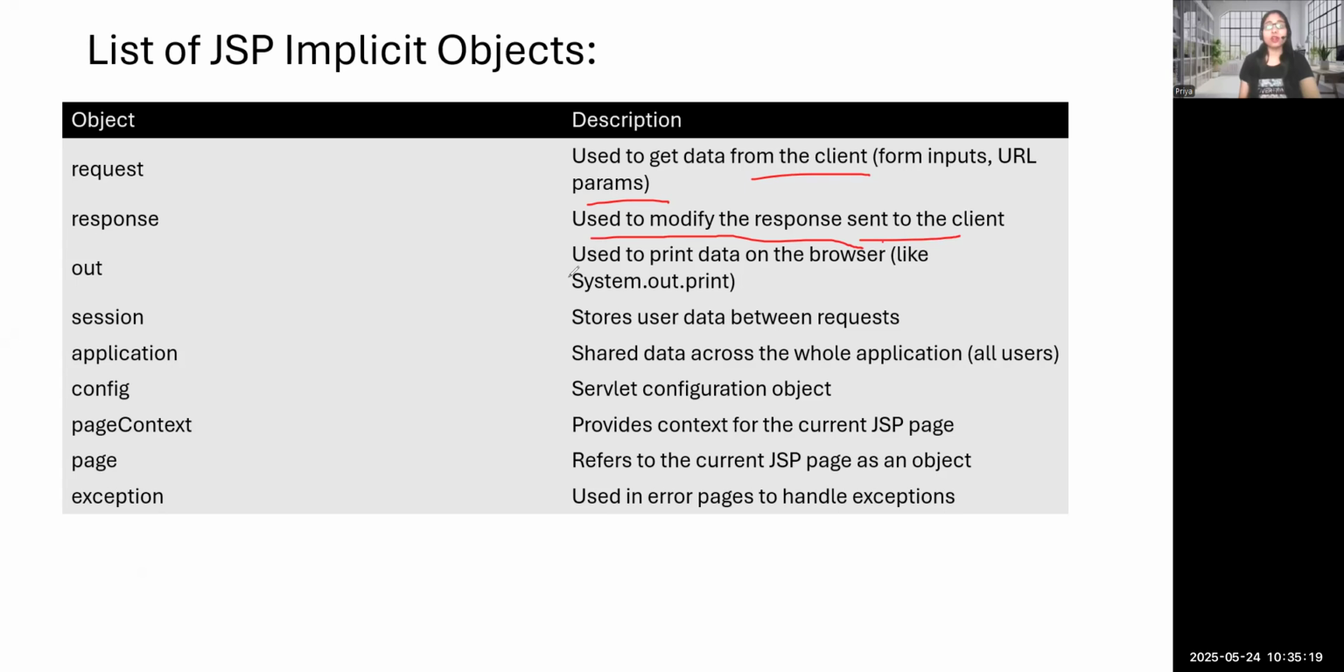Session means storing user data between requests. Application means sharing data across the whole application or among users. Config means servlet configuration. Page context provides context for the current JSP page. And page refers to the current JSP page as an object. Exception is used when a user has an error page to handle exceptions; that time we have to use the exception object. These nine are all built-in implicit objects. Hope you got this point, right?